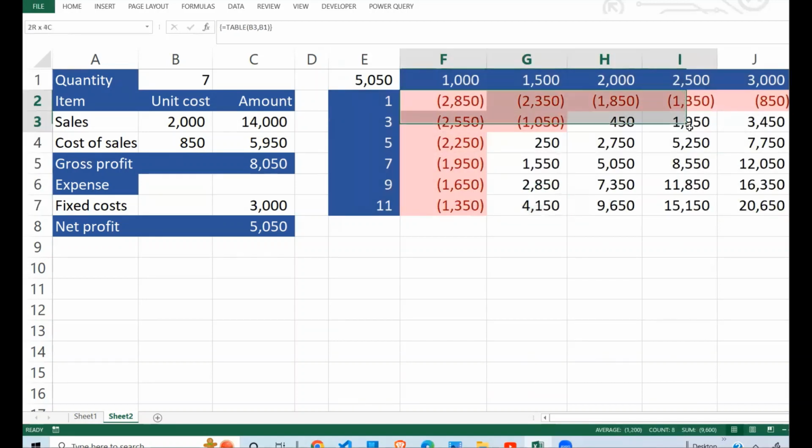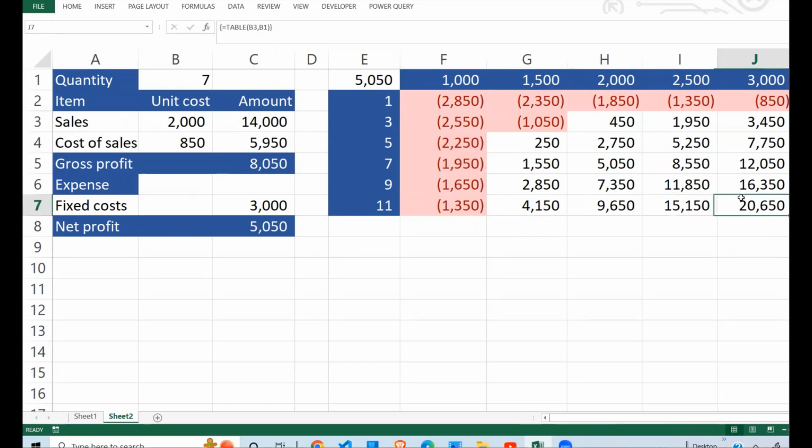Now, I also put in conditional formatting so that the values below 0 are highlighted in red. So this is why these figures that are negatives are in red. So you can see that with the quantities of 1, we all make losses. With the unit selling price of 1,000, whatever the quantity is, at least up to 11, we shall be making a loss. Then later on, we start making a profit.